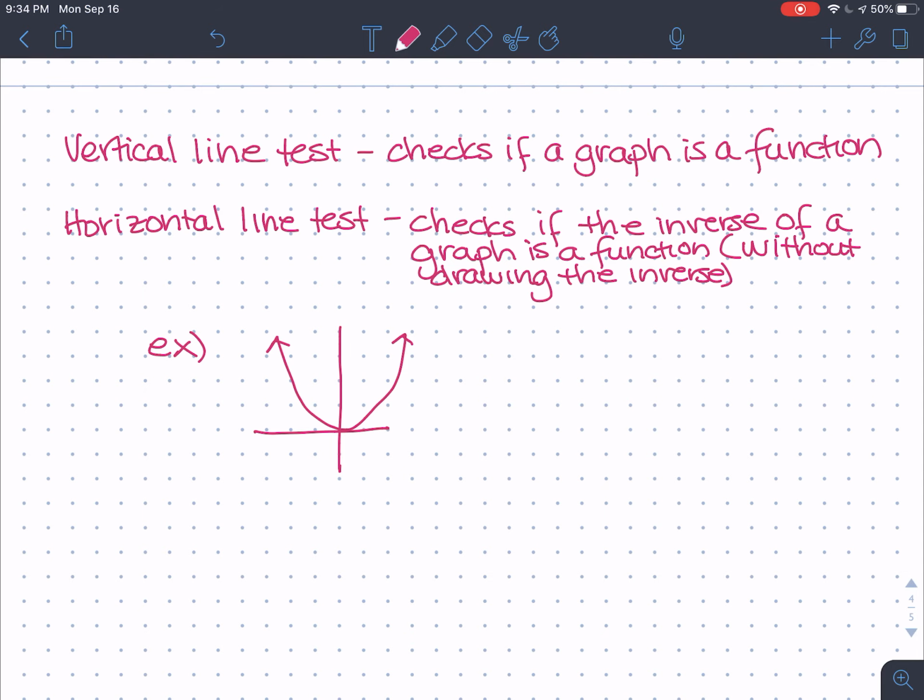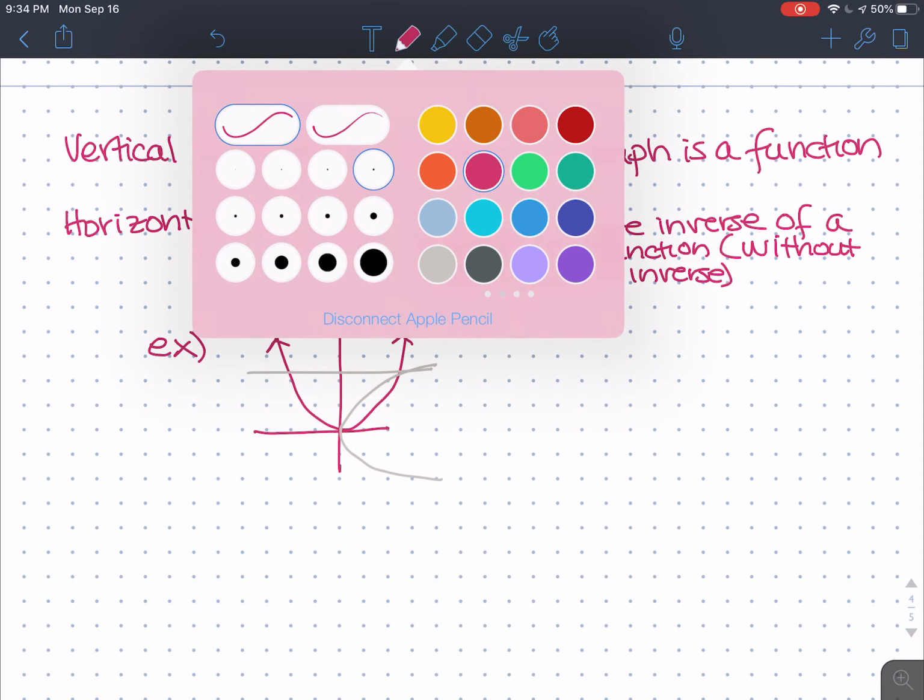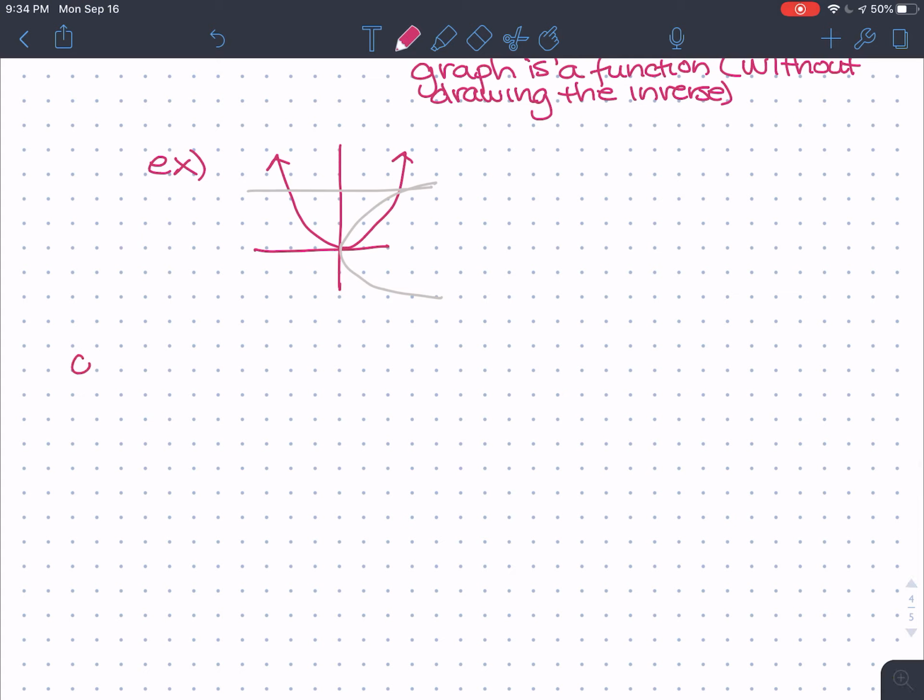This parabola passes the vertical line test. I can draw a vertical line anywhere. It's not going to cross more than one. So the graph is a function, but it fails the horizontal line test, and that means its inverse would not have been a function. And so that's a way you can check without actually drawing the inverse. So it gives me one more definition here, and then we just have one more example and we'll be done.